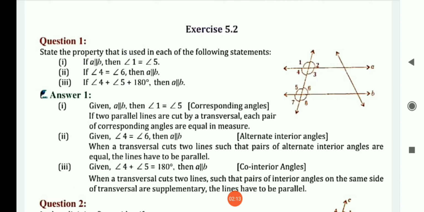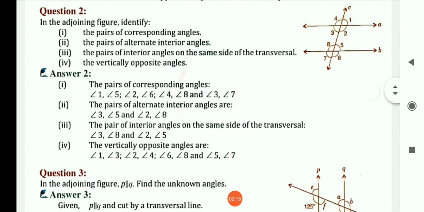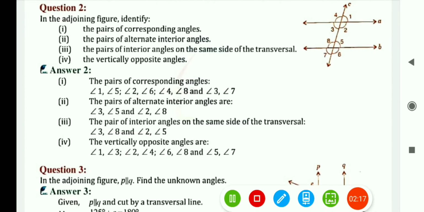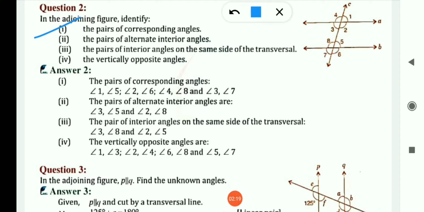Now question number two: in the adjoining figure, identify, first, the pairs of corresponding angles. Angle 1 corresponds to angle 5 and angle 2 corresponds to angle 6. Angle 4 corresponds to angle 8 and angle 3 corresponds to angle 7. So that is the first answer.